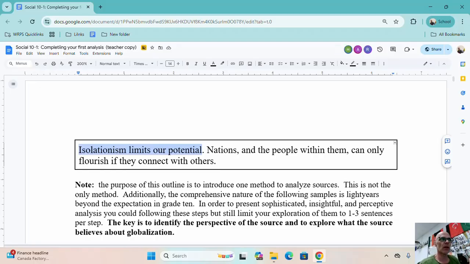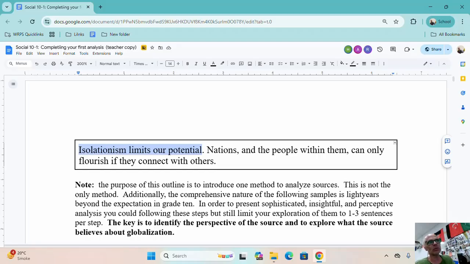So there's a warning there. Isolationism limits our potential. So the warning is meant to discredit isolationism. But there's this intentional vagueness surrounding what happens if you isolate. It's that your potential will be limited, but what do we mean by potential? So we might unpack that as well.